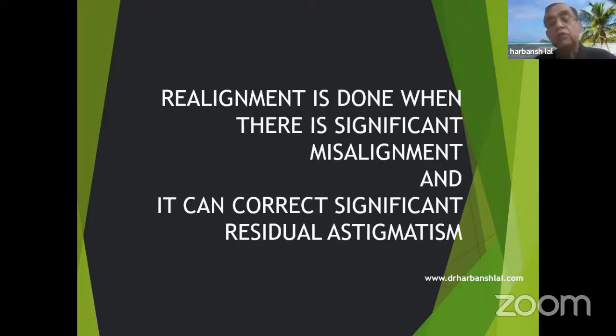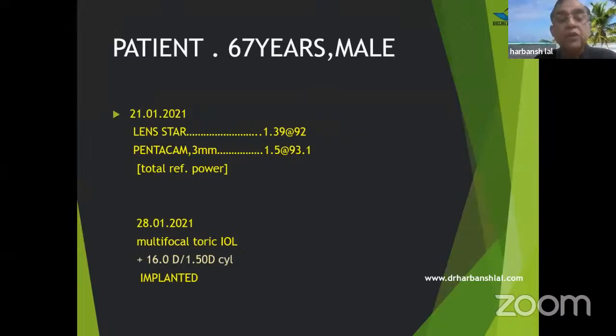That means whenever you are using a lower power toric IOL, for the same amount of astigmatism, the misalignment is much more and you can easily correct it. But whenever you are using a high power toric IOL, even if there is 1 diopter left, probably you cannot correct it by realignment. So I'll just give you one example.